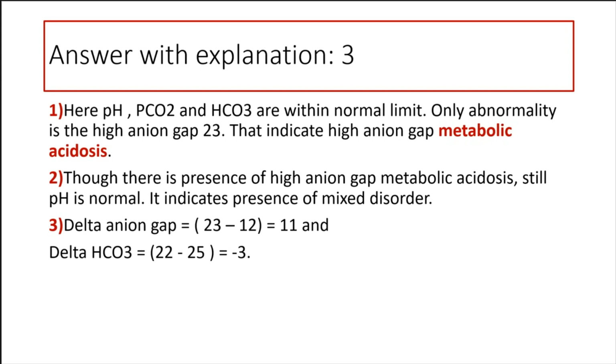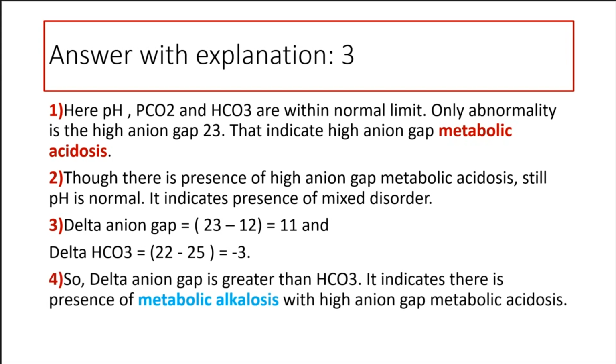3. Delta anion gap equals 23 minus 12 equals 11, and delta HCO3 bicarbonate equals 22 minus 25 equals minus 3. 4. So delta anion gap is greater than delta bicarbonate. It indicates there is presence of metabolic alkalosis with high anion gap metabolic acidosis.